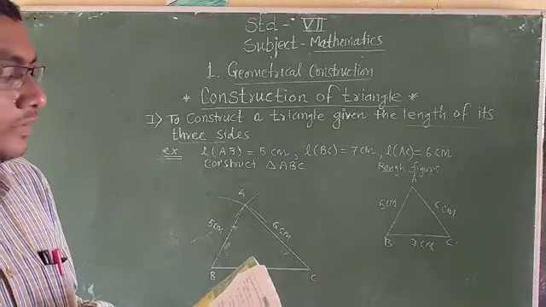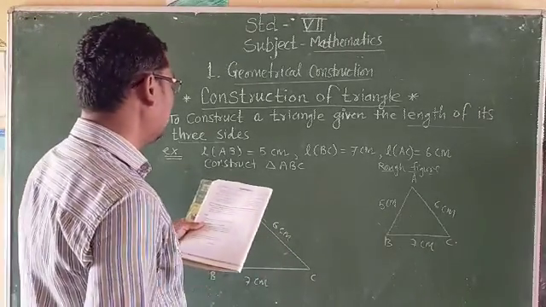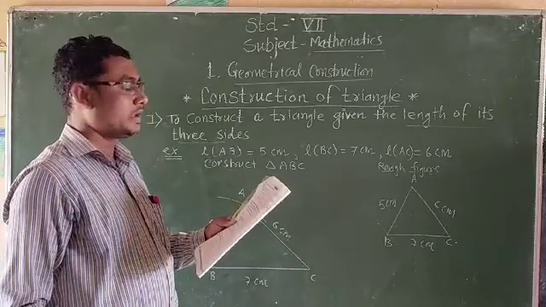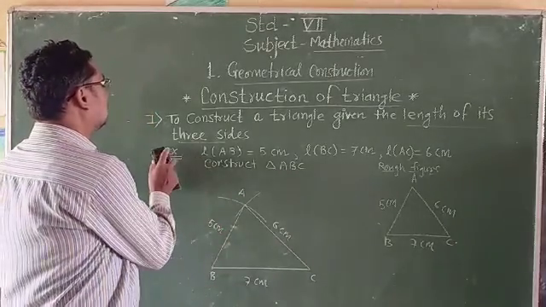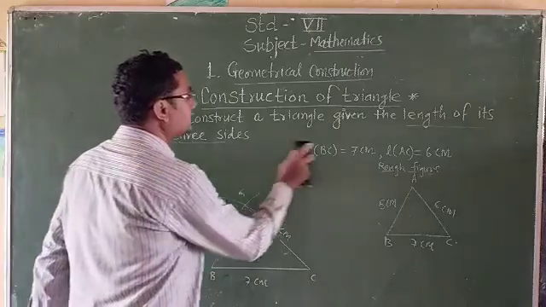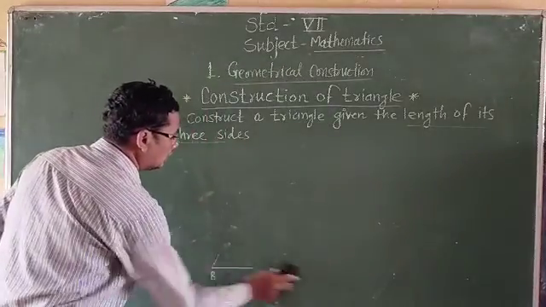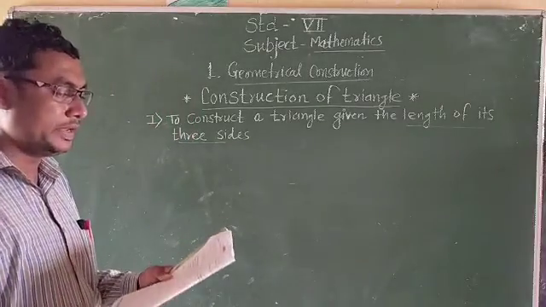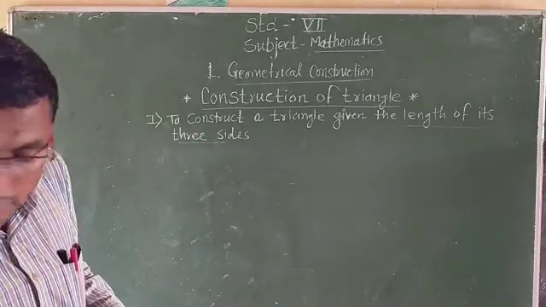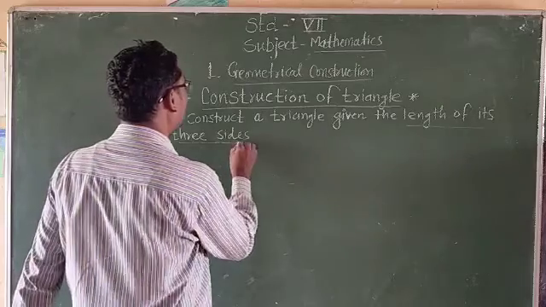When the lengths of three sides are given, then you have to construct the triangle. Okay, so let us see the practice set. Okay, practice set 2.